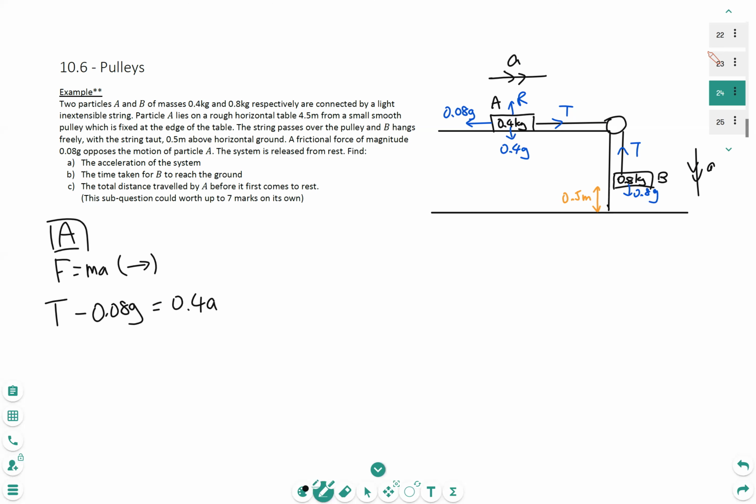0.08 times 9.8 is 0.784. So T minus 0.784 equals 0.4a. So T equals 0.4a plus 0.784. For particle B, okay. Oh, so what about the reaction?